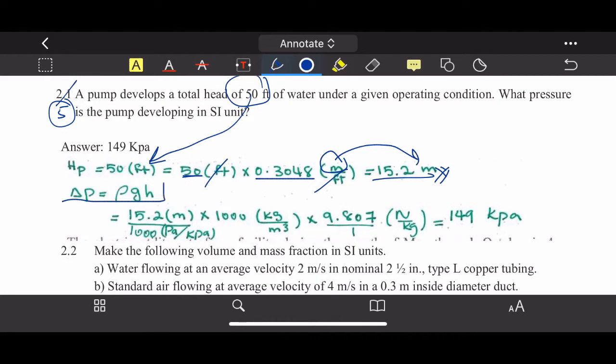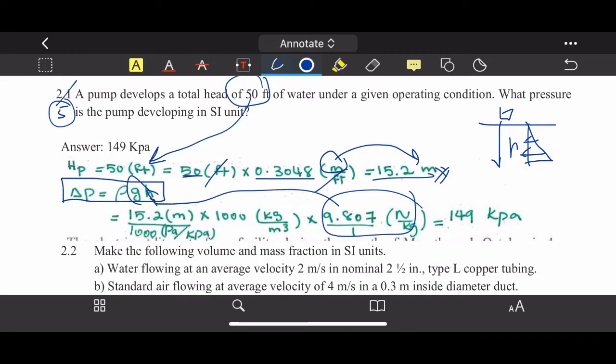So rho g h is the pressure for the depth under liquid, right? So you have h like this. The deeper you go inside water or any liquid, the higher the pressure. So delta P is given by rho, g, and h, and the equation is given as rho g h. This section is for the h. This section is for our rho, or the density of water. And this section is for the gravity.